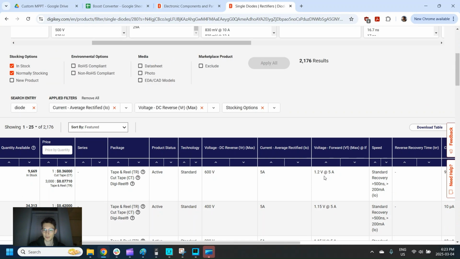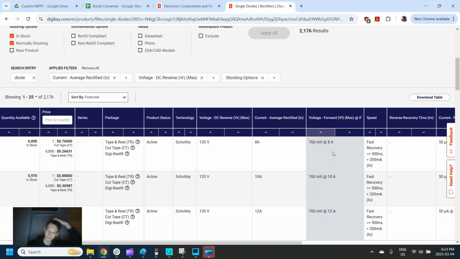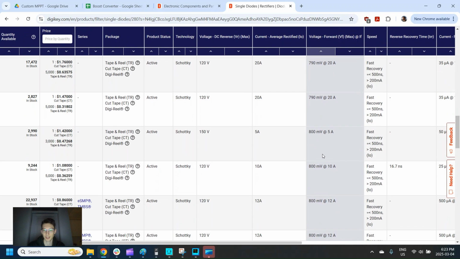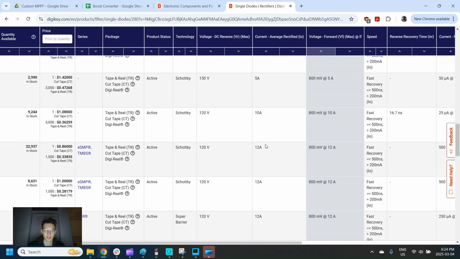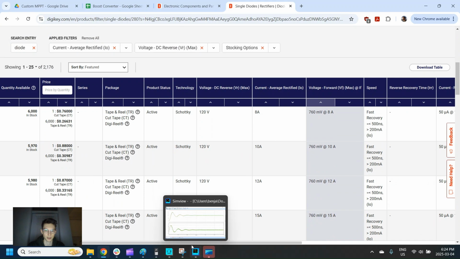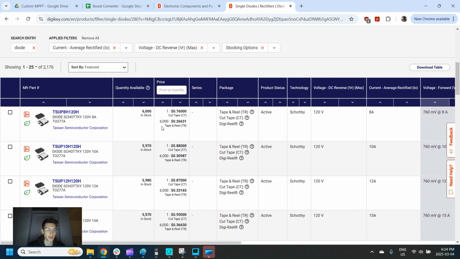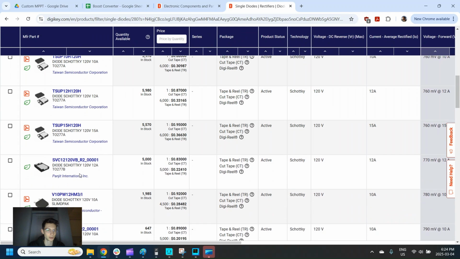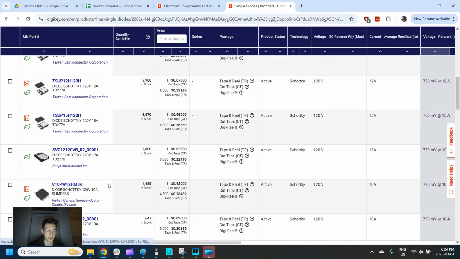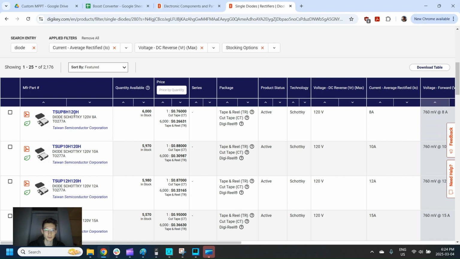If we sort from the bottom up, we can see that around 0.7 volts is definitely our minimum that we're looking at. Especially with these higher currents, you can't really get the super low voltage drop. But these are pretty cheap, and generally these are going to be the Schottky diodes that you're looking at. So any of these will seem kind of fine to me.